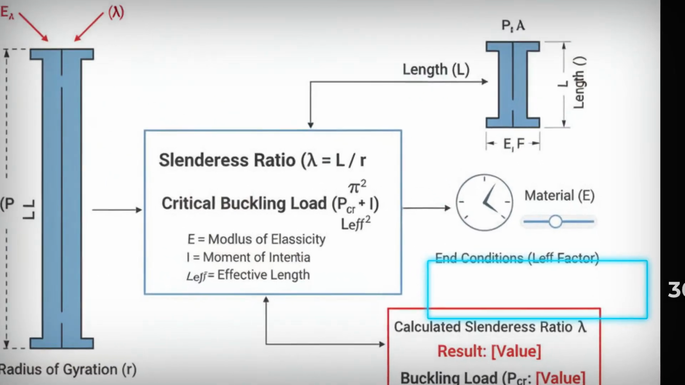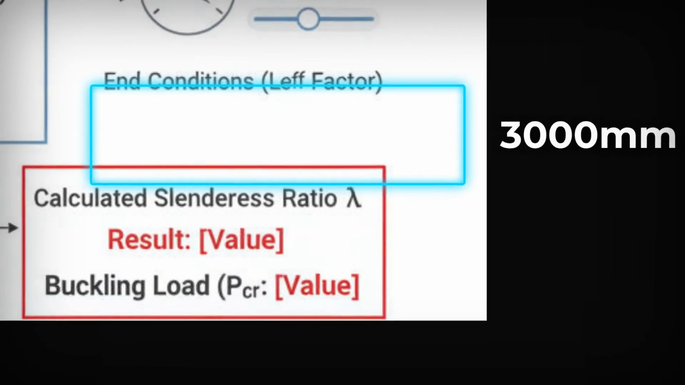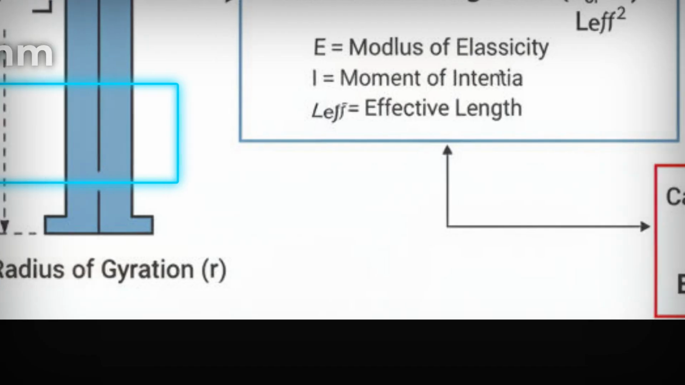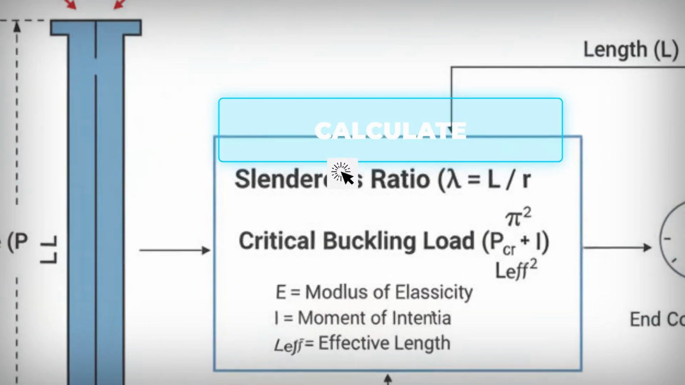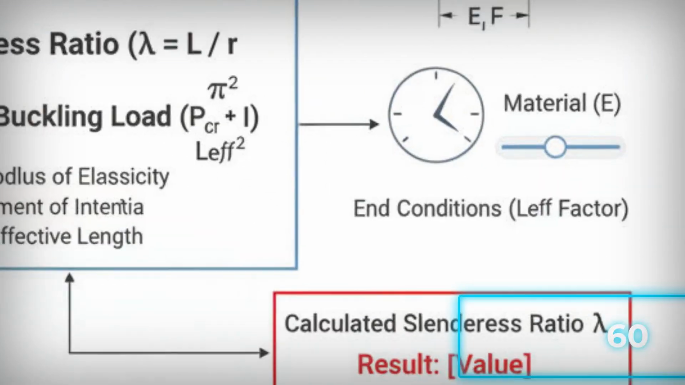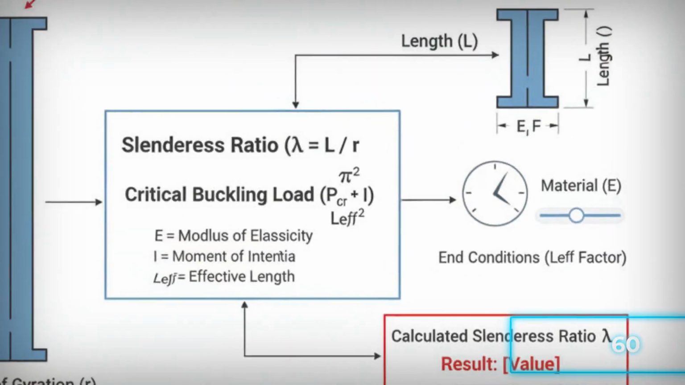Let's work through an example. For a steel column with effective length of 3,000 millimeters, radius of gyration of 50 millimeters, we'll calculate the slenderness ratio. After clicking Calculate, the results show a slenderness ratio of 60 and confirm our effective length.